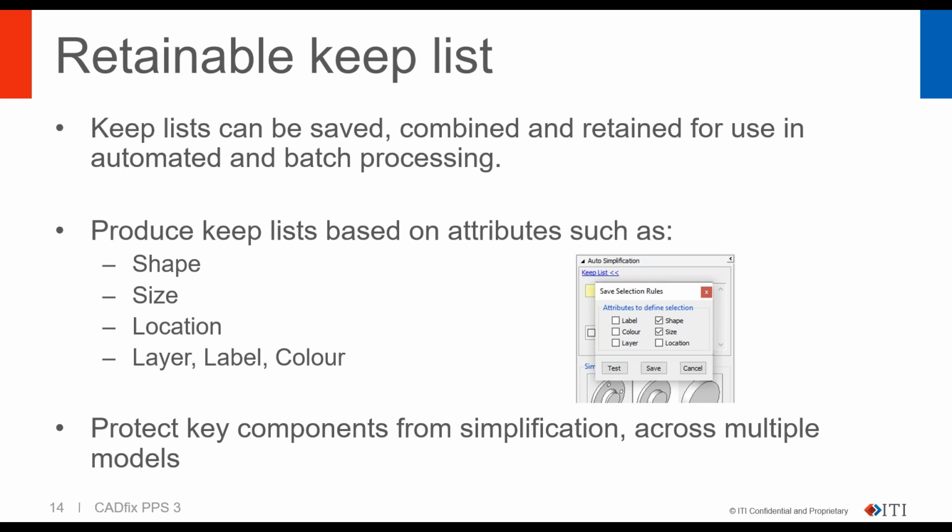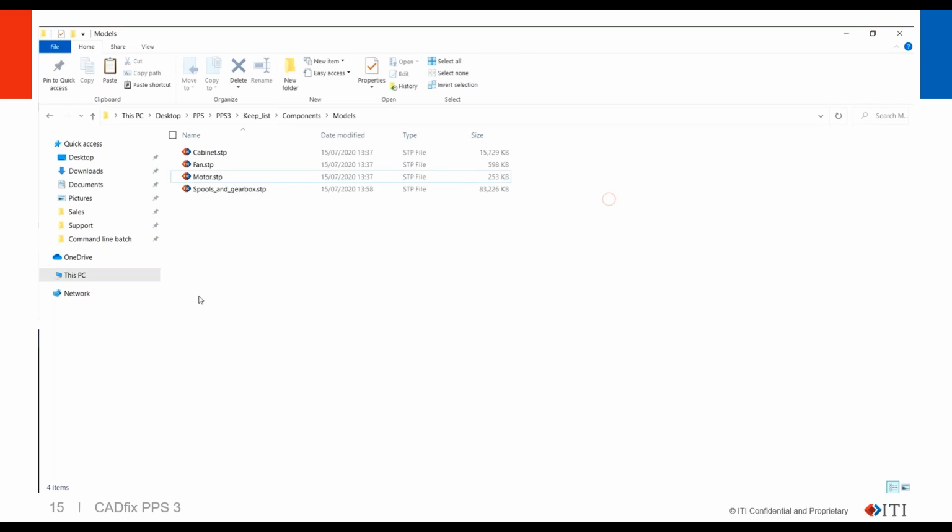Keep lists are defined using selection rules, so attributes such as topological shape, approximate size, approximate centroid location, as well as properties like labels, colors, and layers. We can use different combinations of these saved selection rules, and they can be employed for different use cases. I'll discuss this in more detail in the examples we're about to see. So let's have a look at the new keep list functionality and a few of its use cases.